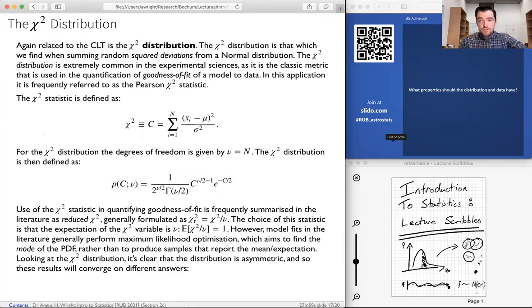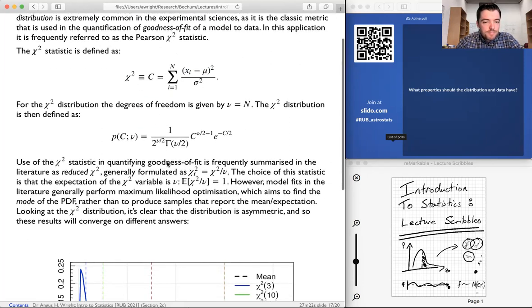The second last distribution that we're going to talk about is an important one. It's called the chi-squared distribution. It's the Greek letter chi. And it's also related to the central limit theorem. The way in which you construct the chi-squared distribution is that you sum squared deviations of the observations. So this is your chi-squared statistic. It is the squared deviation from the mean divided by the population standard deviation. And you can then use the chi-squared statistic to define the chi-squared distribution. And that's this thing that you can see here. Again, don't worry about remembering the functional form of it.